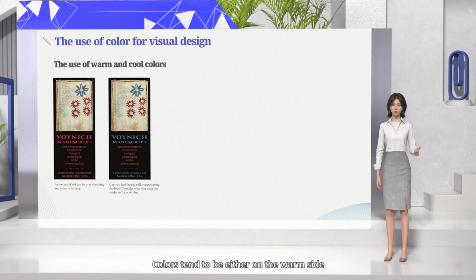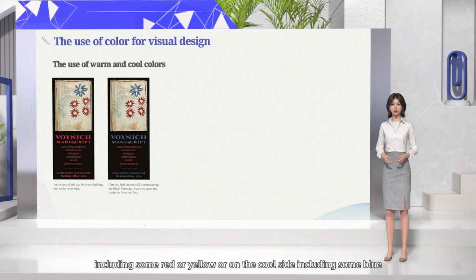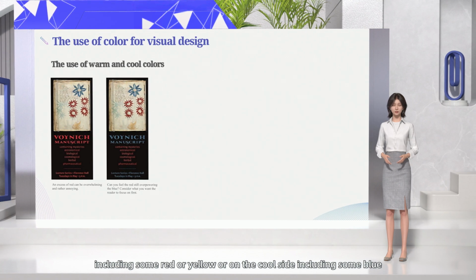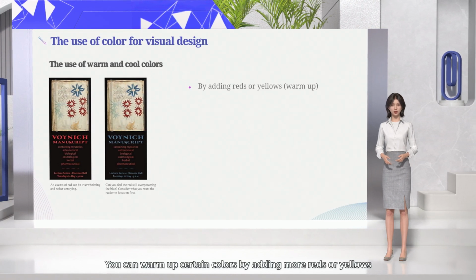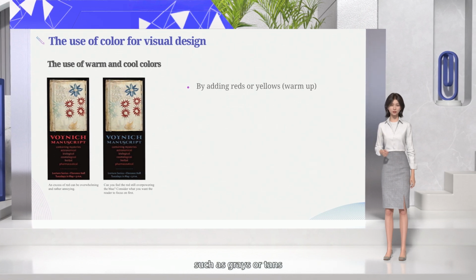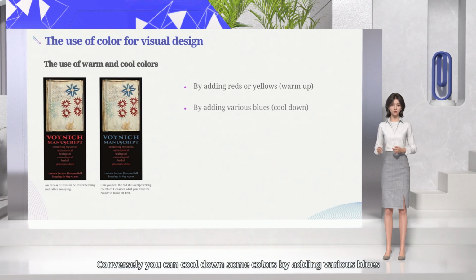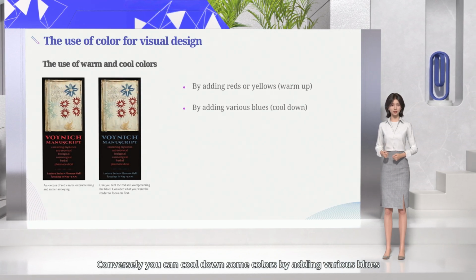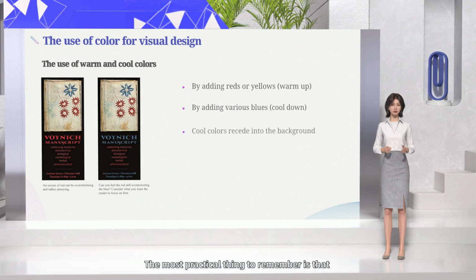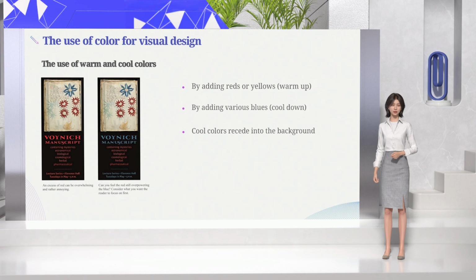Colors tend to be either on the warm side, including some red or yellow, or on the cool side, including some blue. You can warm up certain colors by adding more reds or yellows, such as grays or tans. Conversely, you can cool down some colors by adding various blues. The most practical thing to remember is that cool colors recede into the background, and warm colors come forward.